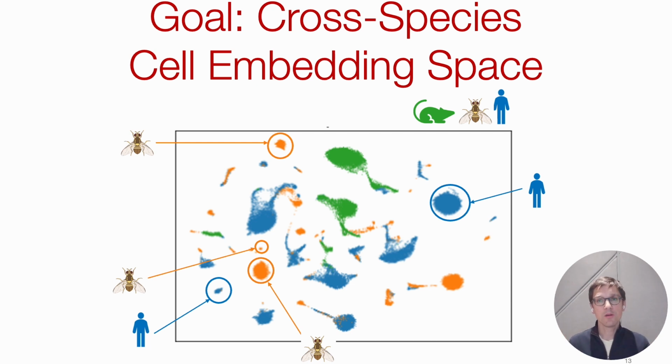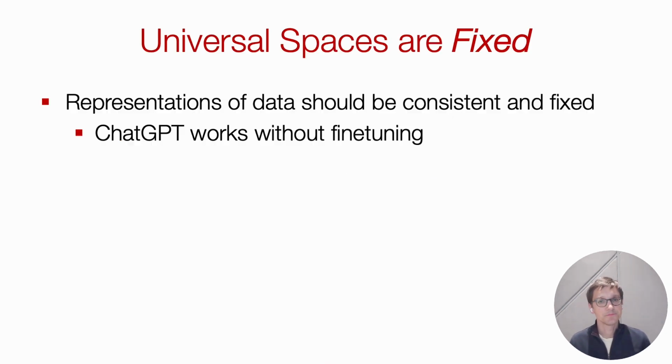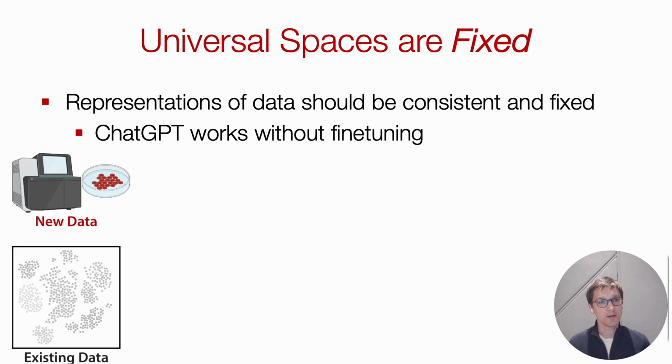So our goal is to create one universal space into which we could embed any cell coming from any organism, and these embeddings would be informative. They would capture the biology. Here I have a mouse, a fly, and a human all embedded together in different colors. You see how cell types nicely align. The idea is that these universal spaces are fixed. This means that these models are pre-trained and then have zero-shot capability, which means we can use them without fine-tuning and without any data labeling.